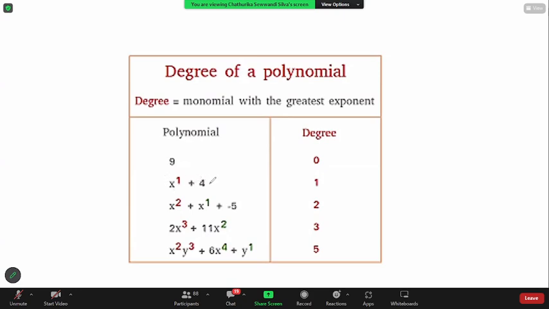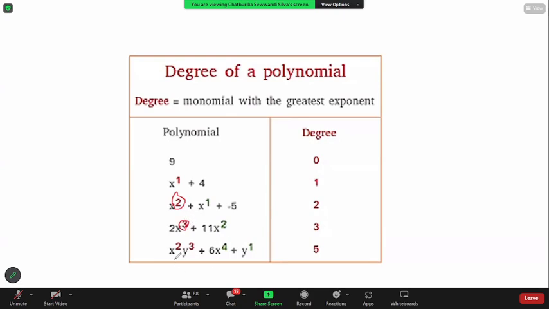Here x plus 4, since the power of x is 1. Here x squared plus x minus 5. So these are the degrees too. Here we consider the highest power as the degree. Right. So here 2x cubed plus 11x squared, here also the highest power is 3.